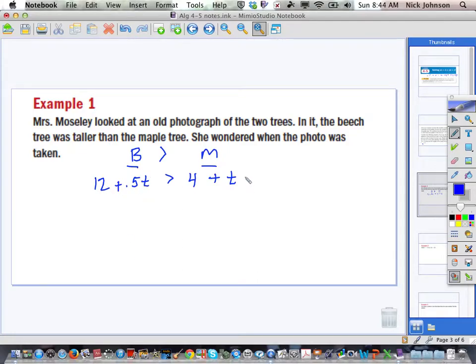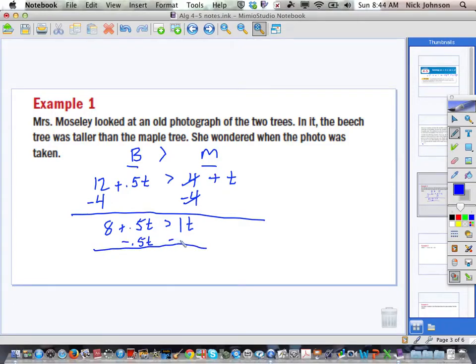So I've got to put my t's together. I've got to put my regular numbers together. So the first thing I'm going to do, and it doesn't matter, I'm just going to subtract 4. Remember, I just have to do it to the 12 because I just want to put my regular numbers together. So my 4's are gone here, leaving me with 8 plus 0.5t is greater than, and all I'm left with is 1t. Now I'm going to put my t's together. So the inverse of adding 0.5t is subtracting 0.5t. Whatever I do to one side, I have to do to the other side. 1t minus 0.5t is just 0.5t.